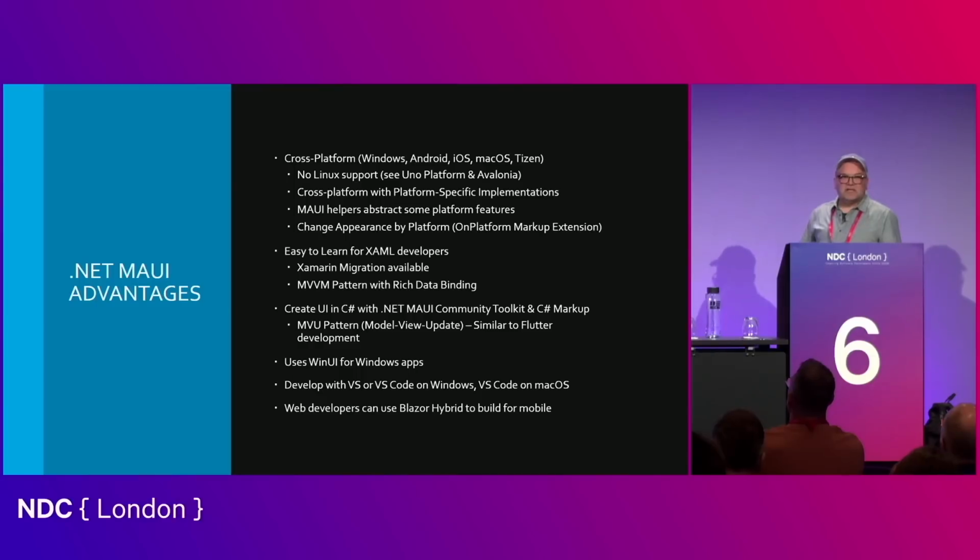You can develop with Visual Studio if you're on Windows. If you have a Mac, you can build MAUI apps with VS Code. They have a MAUI extension that you can install to run and debug your apps on Mac. And web developers can use Blazor Hybrid to build Blazor apps inside their mobile apps, or they can take pieces of their existing Blazor app and run it inside their MAUI mobile apps.